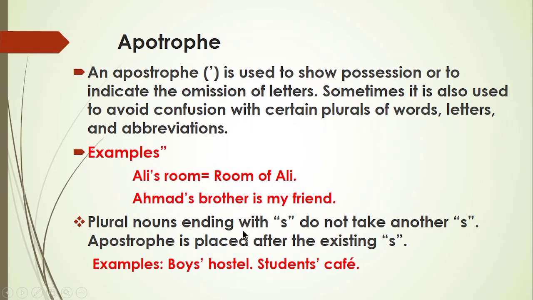Plural nouns ending with S do not take another S. The apostrophe is placed after the existing S. Remember, if there is a noun that is plural and it ends with S, we have to put the apostrophe after the existing S, and we do not need to add another S. For example, boys. Now, boys is plural and it ends with S. So we only put the apostrophe here. We do not add another S in order to make it possessive.